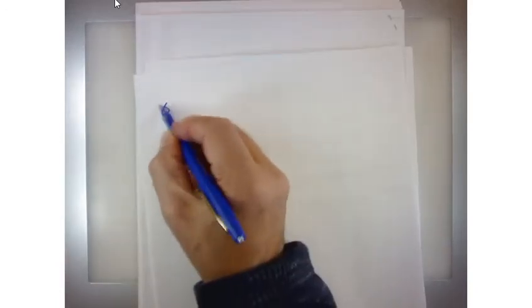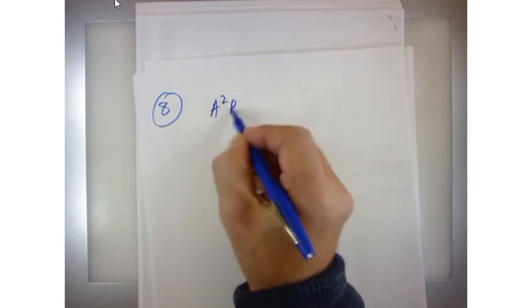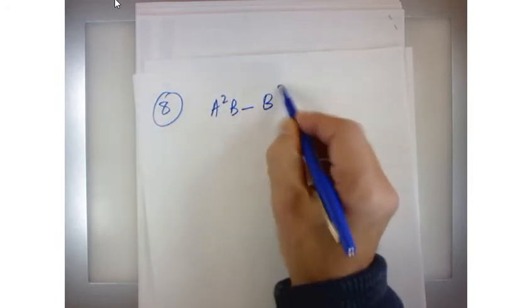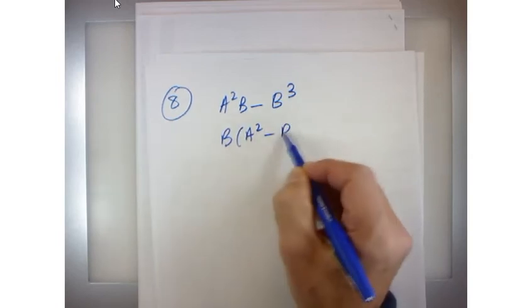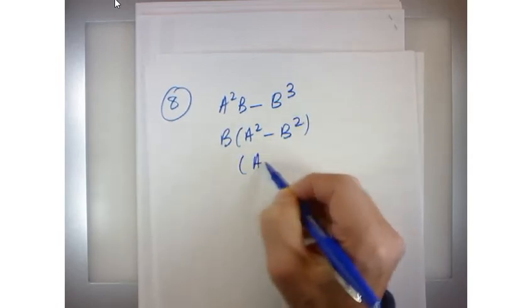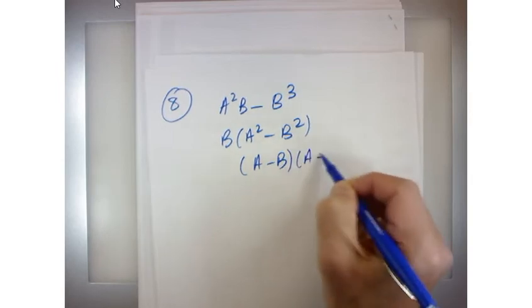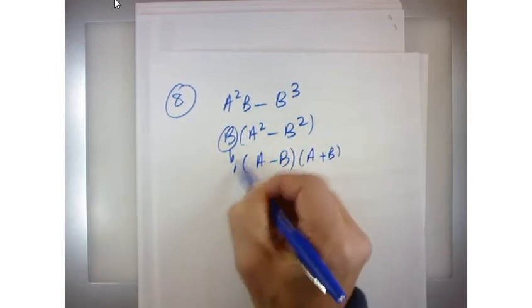Example number 8, a squared b minus b cubed. We can take out a b, so it's a squared minus b squared, and that's the rule that we've been working on, a minus b, a plus b, and this b comes down.